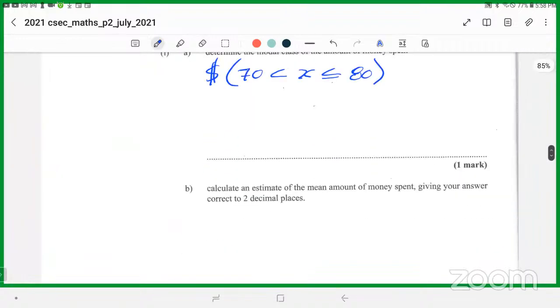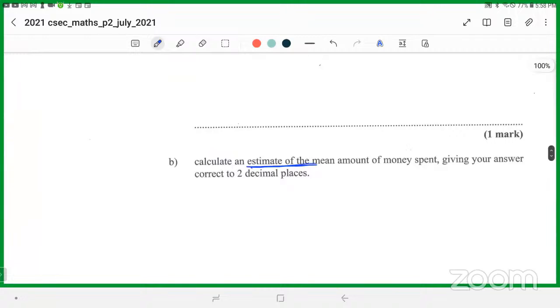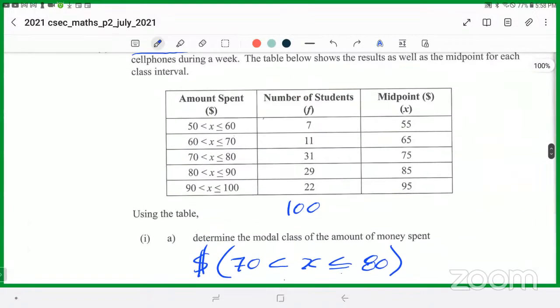All right. Next part says, calculate an estimate. You see, we can only estimate. Calculate an estimate of the mean amount spent, giving your answer to 2 decimal places. So to do that, we need a way to calculate the total amount spent by the 100 students. I was saying basically we are using the midpoint value to represent the group. So we need a sum column, which is f times x, frequency times scores, and the data is grouped. All right, because we're assuming that 7 persons spend $55 each. So you're multiplying that out.